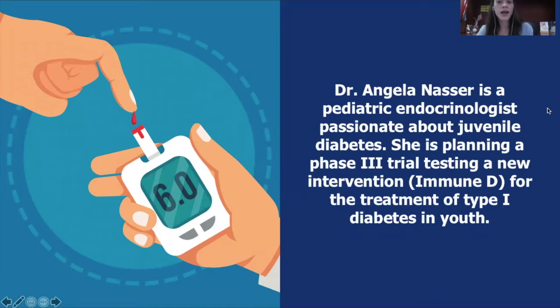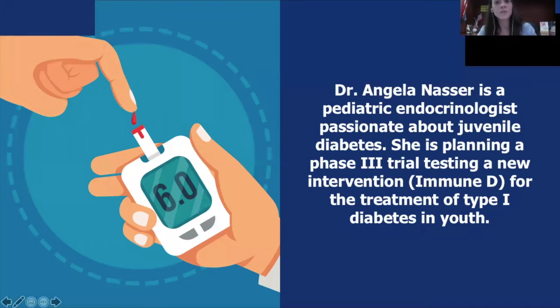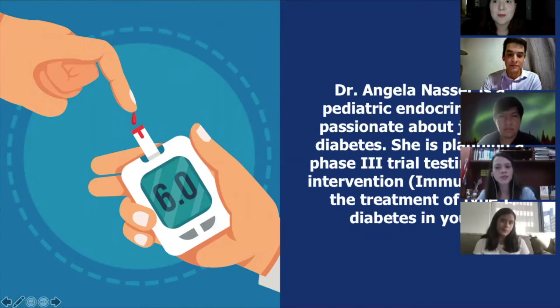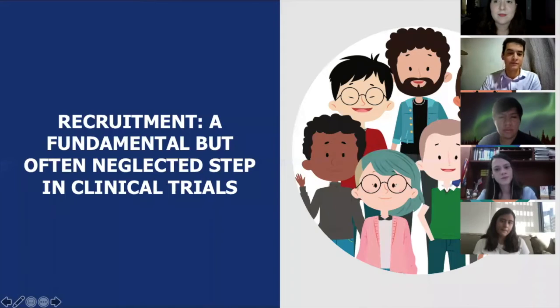Dr. Angela Nasser is a pediatric endocrinologist passionate about juvenile diabetes, and she's planning a phase 3 trial testing a new intervention called Immune D for the treatment of type 1 diabetes in young people. But the problem is that she is aware that recruitment is very fundamental in a study, but is often a neglected step in clinical trials.